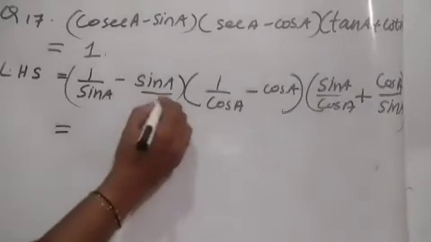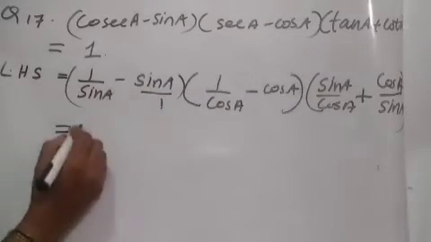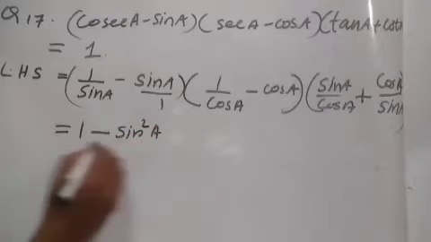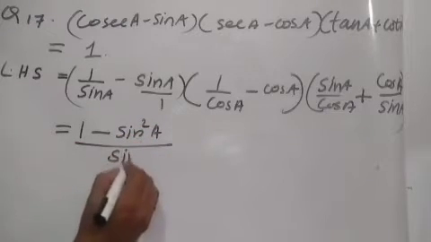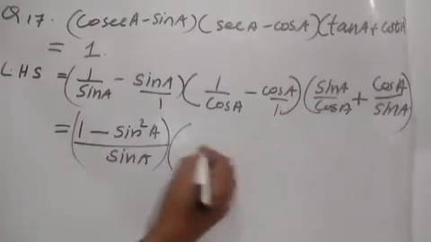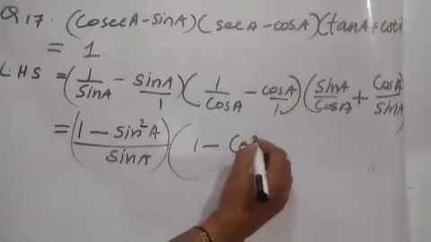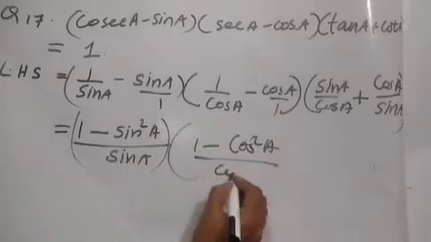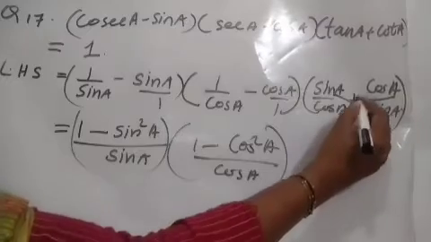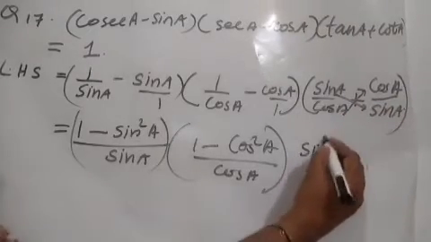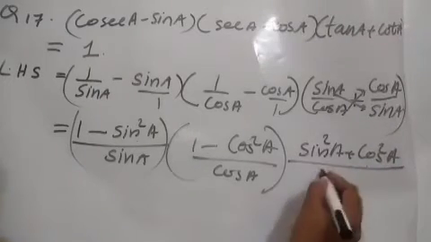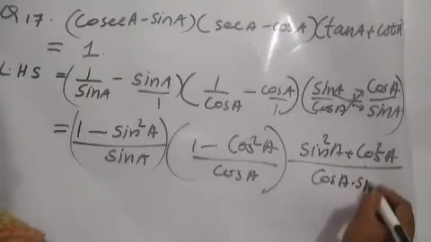Now take the LCM. So 1 into 1, 1. Sin A into sin A, sin square A, by sin A. This one, 1 into 1, 1. Cos A into cos A, cos square A, by cos A. This one also, sin into sin, sin square A plus cos into cos, cos square A, by cos A into sin A.